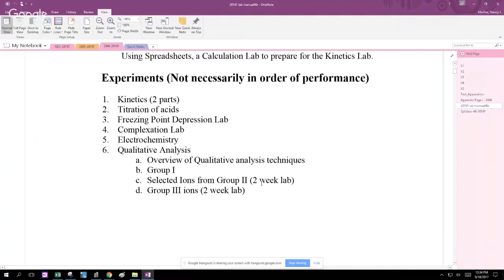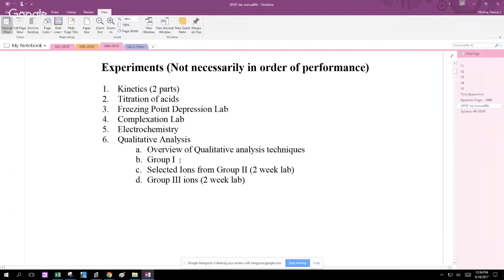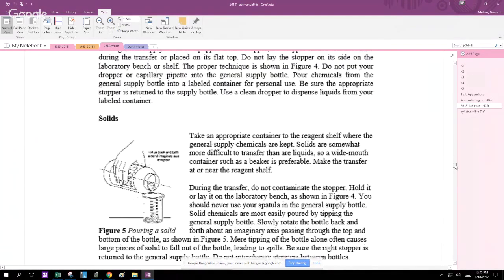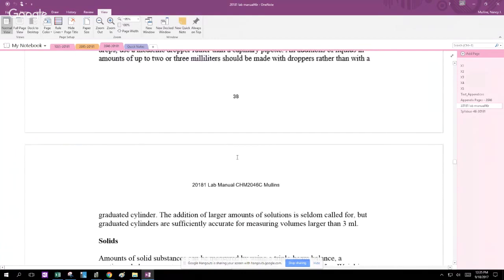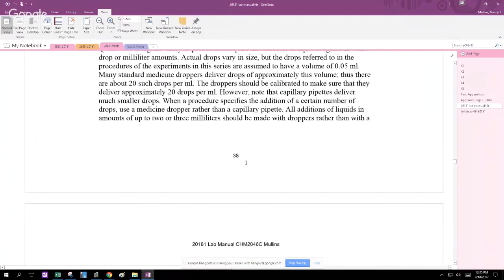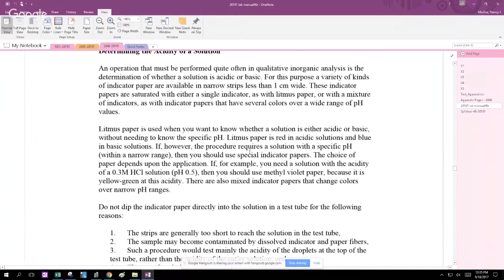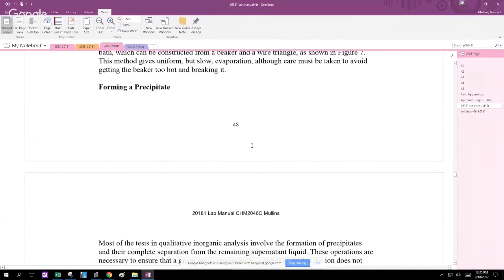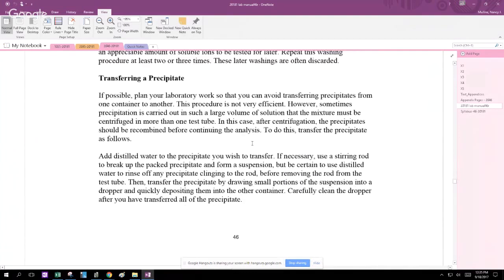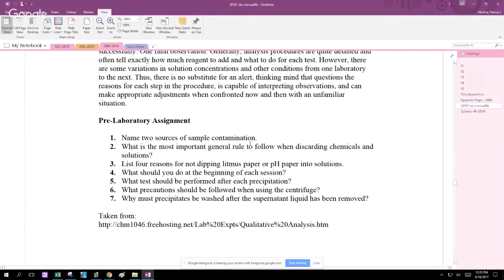As you're reading it, you might want to look at your group 1 pre-lab questions. Let me zoom down here. Your qualitative analysis talks about how to handle solids, how to heat something, flame test, all this kind of good stuff. So it's several pages of stuff, because we're starting a process that can sometimes be challenging. So this first group, as you're reading through this, be looking for these answers.